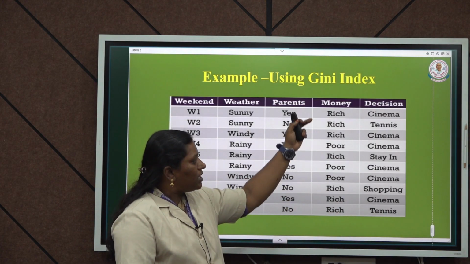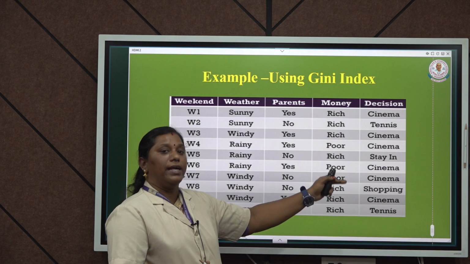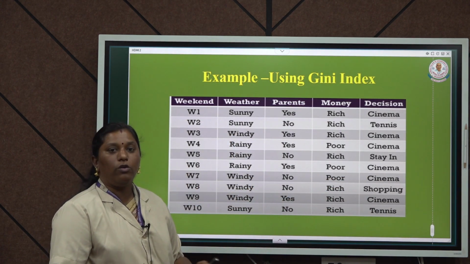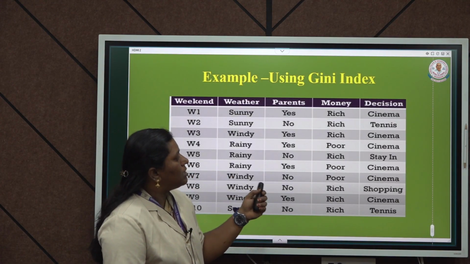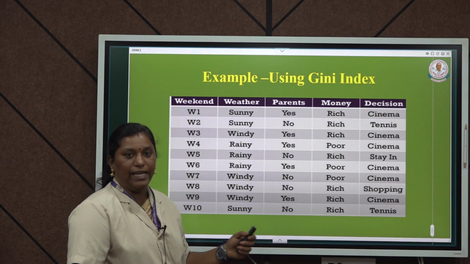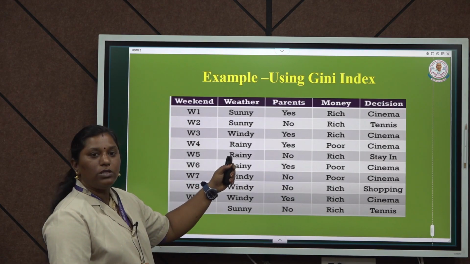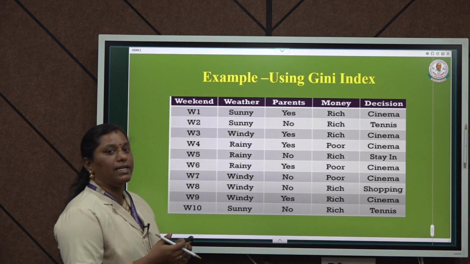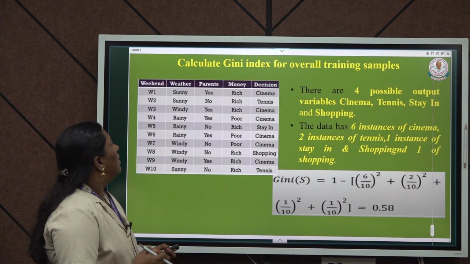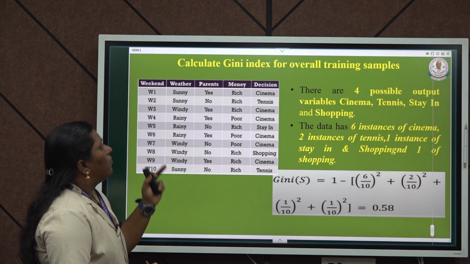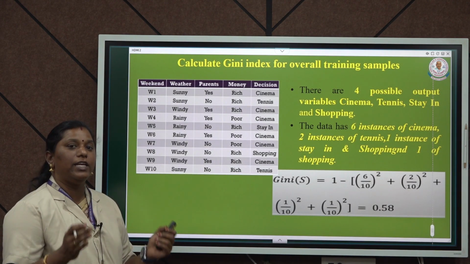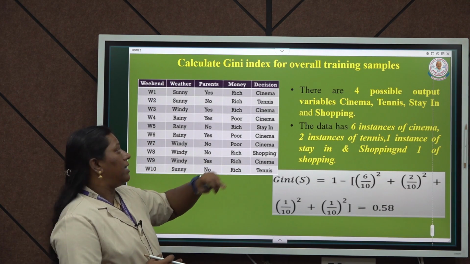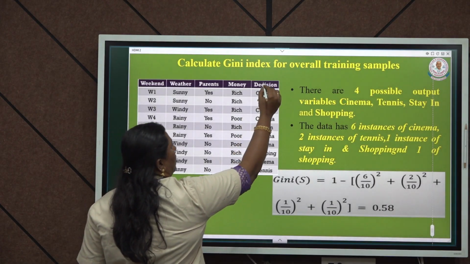The decision column is considered to be the output column. Here the decision holds 4 values: cinema, tennis, shopping and staying. So, based on the attributes the decision will be decided. Now, let us discuss how the tree is constructed for classification using Gini index. Here this is the sample data set. First of all, we are going to calculate the Gini index for the entire data set. In the entire data set, as we discussed already, the decision is considered to be the output.